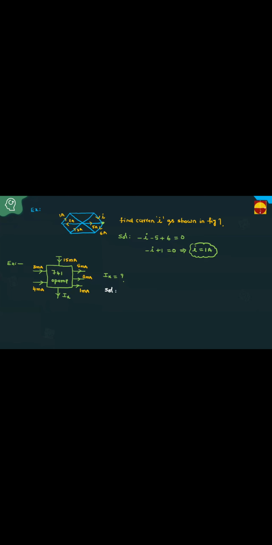Sum of the entering currents equals the sum of the leaving currents. Which are the entering? 3, 4, 15. That is minus 3, minus 4, minus 15, plus 5, plus 2, plus 1 which are leaving, plus IX equal to 0. This is 22, this is 8, minus 14, plus IX equal to 0. What is IX equal to? 14 milliamps. So IX equal to 14 milliamps. Like this you have to answer. Clear?